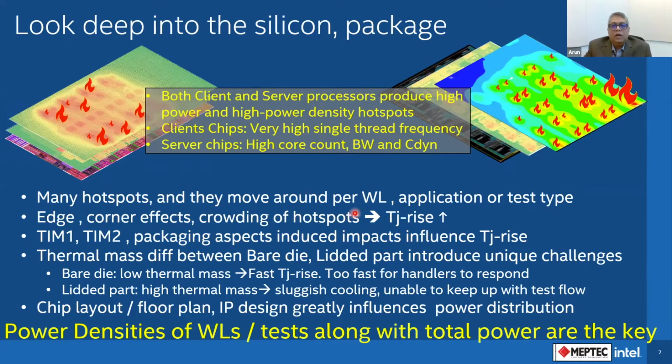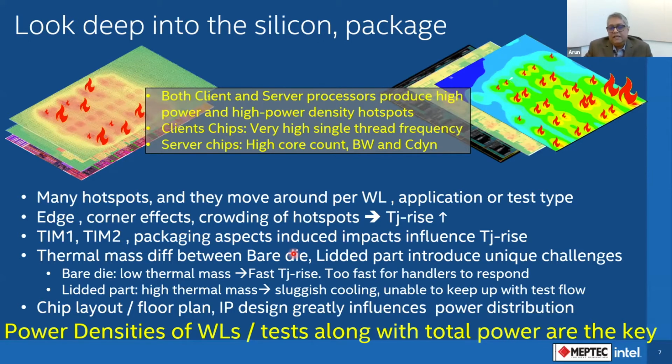It's not like one position they are going to be. As we run the number of tests, these hotspots move around. I took a snapshot of one workload, but these move around, and you can see the small hotspots, they become big on some other test. Gamal was telling earlier, what happens to the corner effects or edge effects or crowding of the hotspots. All these problems happen. This is a silicon phenomenon, right?